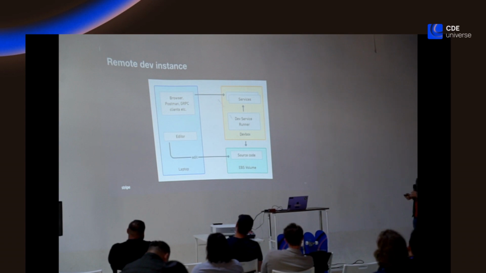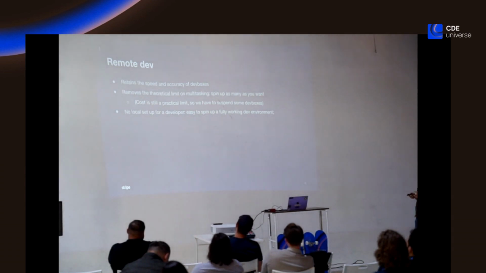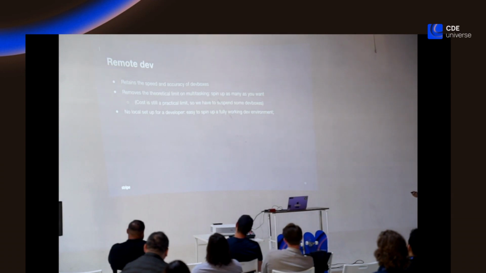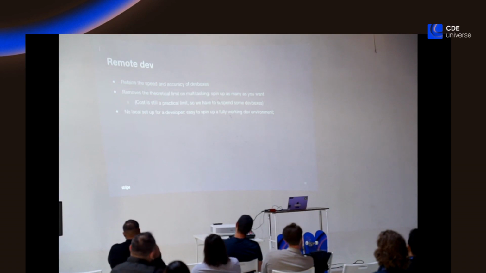Okay, so what works well here? We retain all of the speed and accuracy. We removed our theoretical limit on multitasking of one, and you can have as many as you want. Practically, we still limit people to, forget the number, I think it's like 6 active ones or something. No, it's a few, 2 or 3 active ones, and then you have to suspend beyond that.